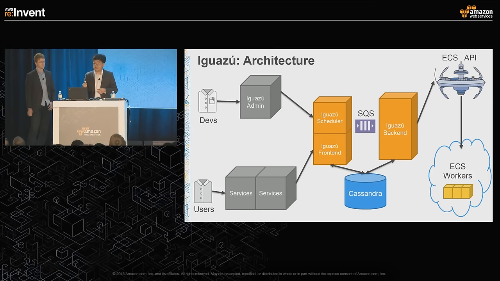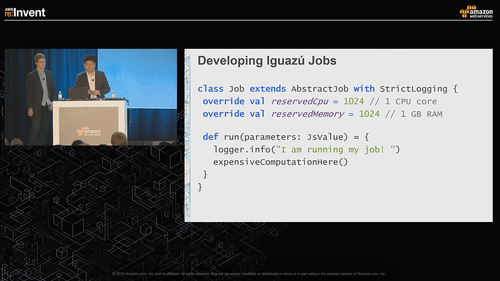And of course, similarly, developers can use an admin interface to schedule recurring jobs. So this goes into an alternate Iguazu front end that basically wakes up every second and sends all the jobs it has to run to the back end via the same queue. So that's great. So how do developers develop Iguazu jobs?